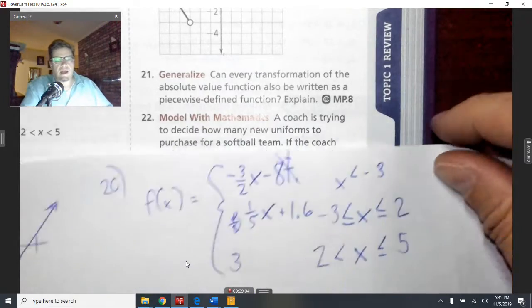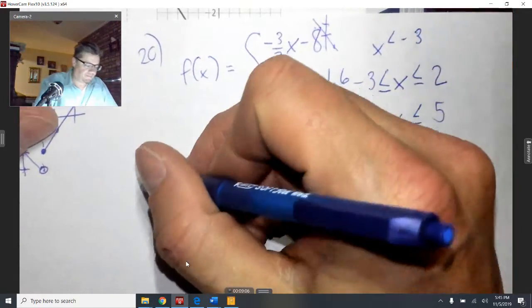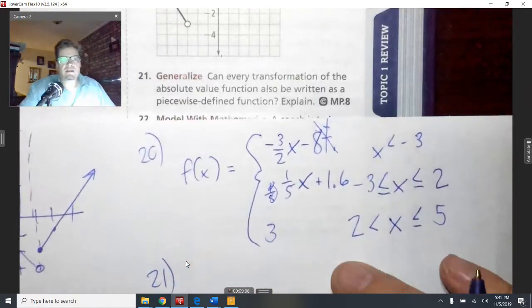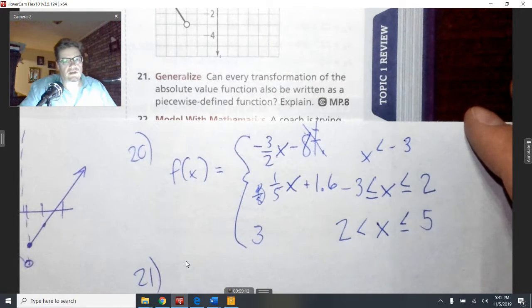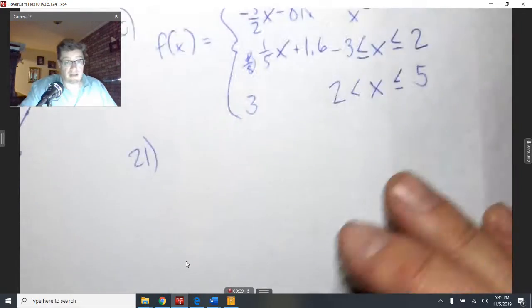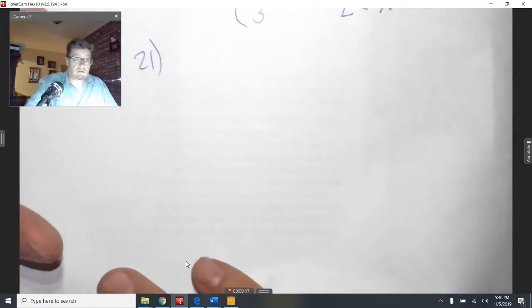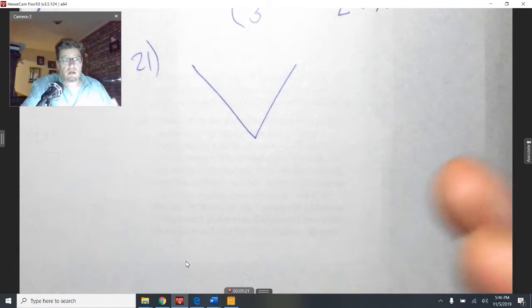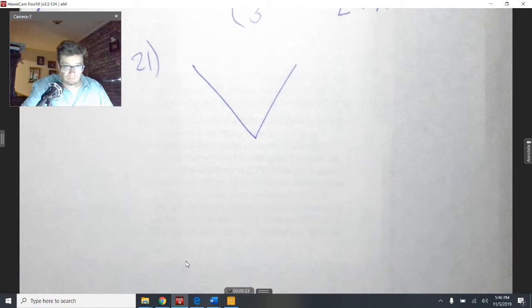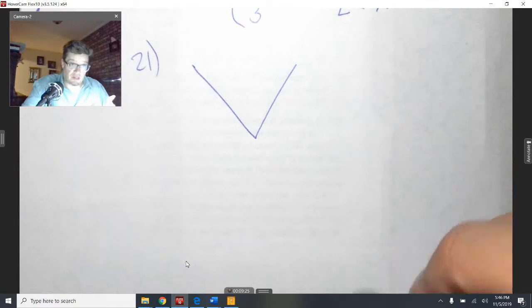Okay, so now 21 says that every transformation of an absolute value can be written as a piecewise function. Explain. Yes. What is an absolute value other than a piecewise function written as one function, right?